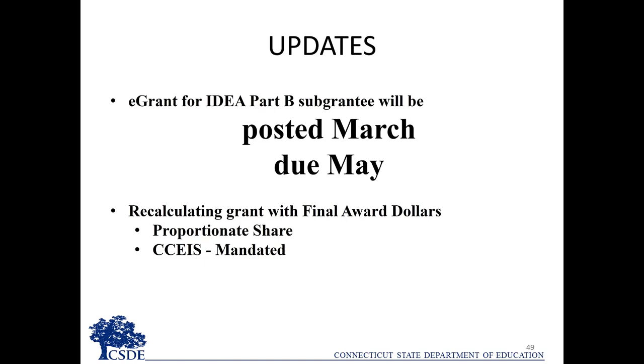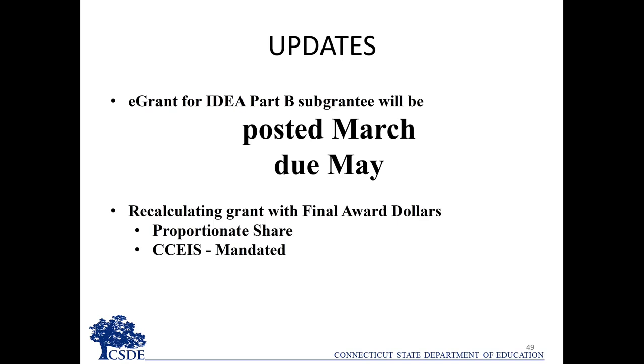In that, we then need to, for those districts that have proportionate share or coordinated early intervening services comprehensive mandated, which would be a mandated 15% or your proportionate share calculation, those are both addressed and calculated through preliminary dollars.